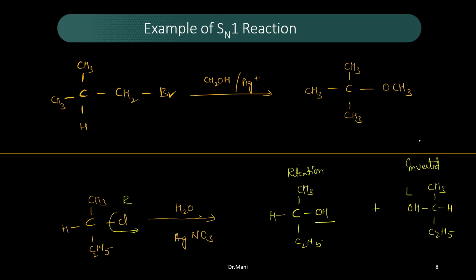So the inverted configuration will be slightly more than 50%. So this will be the major product and this will be the minor product. Understood? Everyone? Is that clear? Mandara? Yes, sir. So the leaving group side will be retention and the other side will be inverted. Can you say it like that?